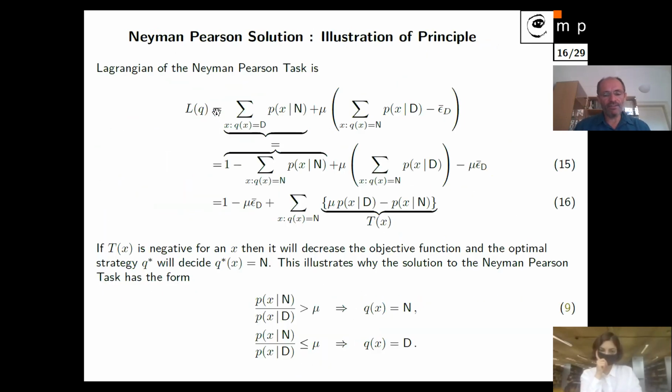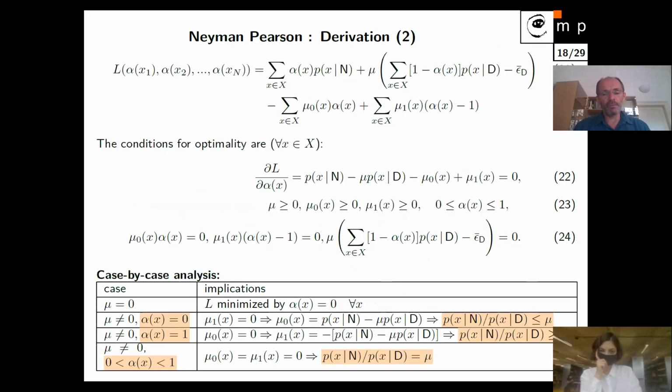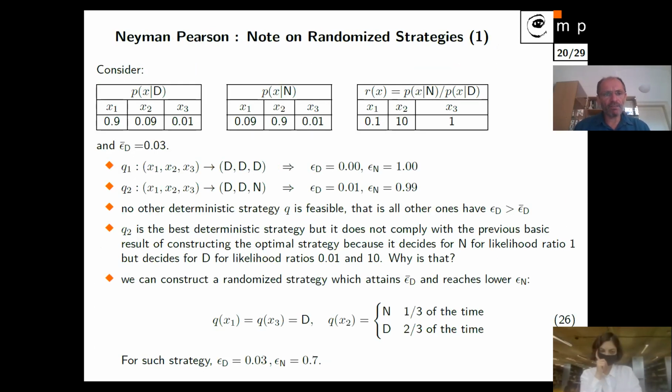Okay, so that's this. We can derive this as a linear programming problem. I'll skip this. And this is the randomized strategy that we just covered. Maybe this is a simpler one where it's more obvious how to achieve exactly the right allowed error on the dangerous class.